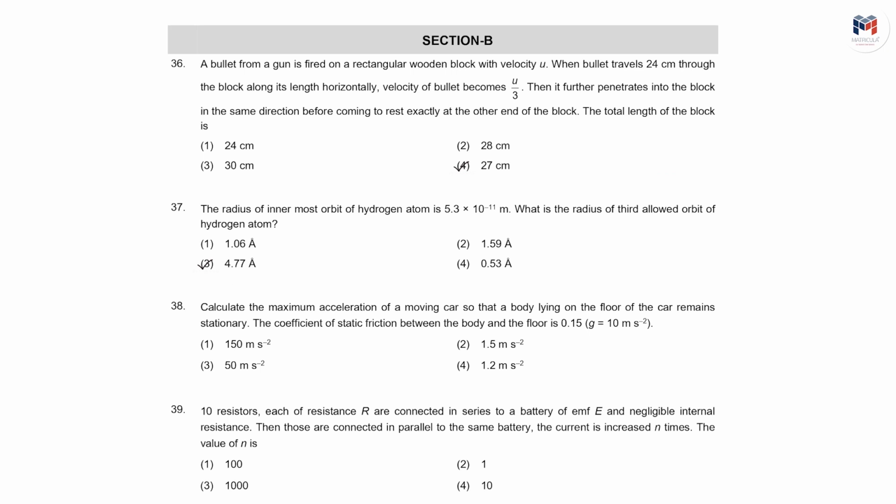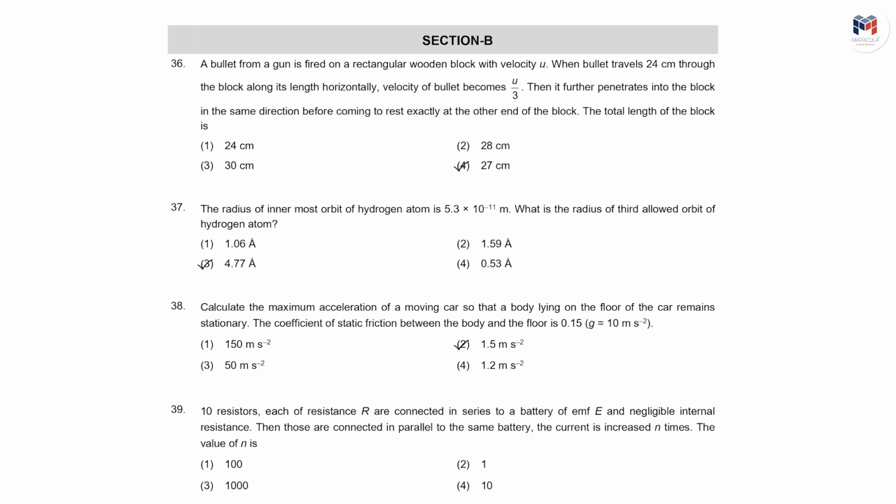Question number 38. Calculate the maximum acceleration of a moving car so that a body lying on the floor of the car remains stationary. The coefficient of static friction between the body and the floor is 0.15, where g is equal to 10 meter per second square. The answer is option number 2, 1.5 meter per second square.